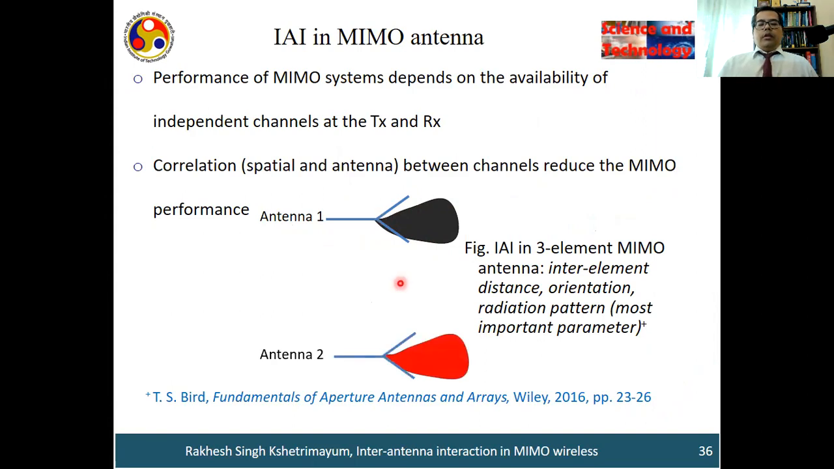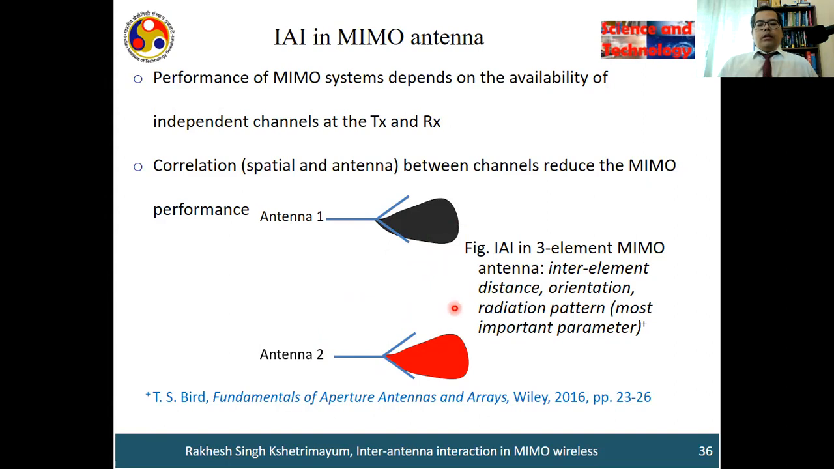This is also radiating like this. So fields are going in this direction, this direction. Here also fields are going in this direction, this direction. There is no interference of this field which has been radiated from antenna 1 to antenna 2. That is because these antennas are very far away. So the first parameter for inter-antenna interaction is the distance between the antenna elements. Second is the orientation. Let us look at it.